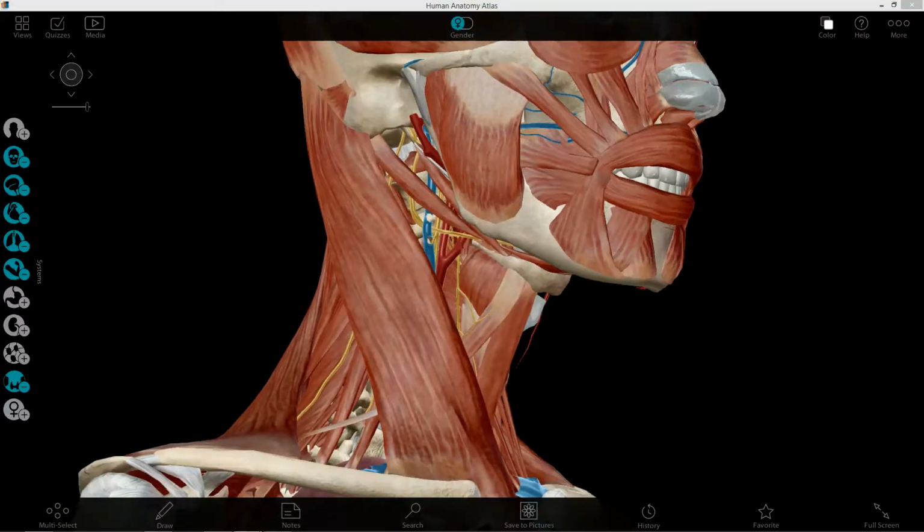I will see you for part 2, where I'm going to discuss the posterior anatomy of the neck. I'm going to discuss more infrahyoid anatomy, and I'm also going to discuss the anatomy of the root of the neck.